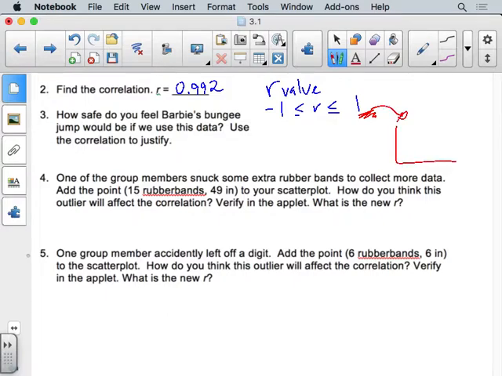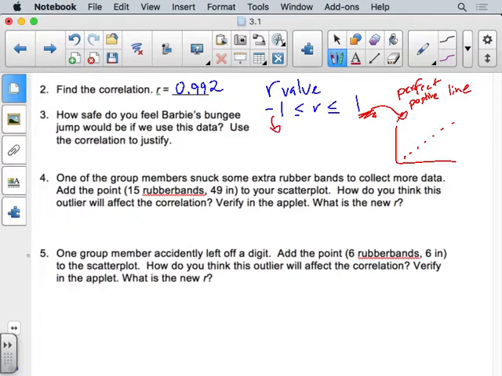1 would be like a perfect line going up positively. So 1 would be a perfect positive, and then correlation always talks about linear. How linear is your data? So a +1 would be a perfect line that's climbing positively. The slope is positive.